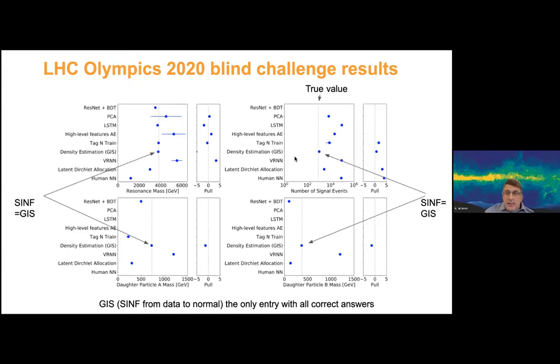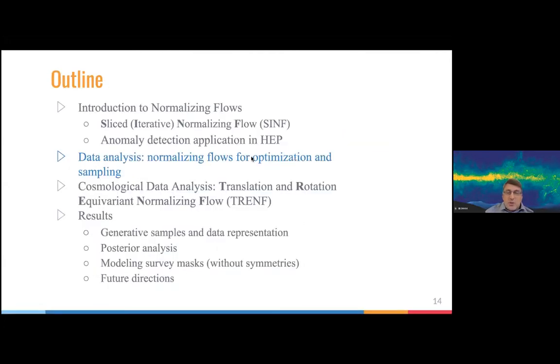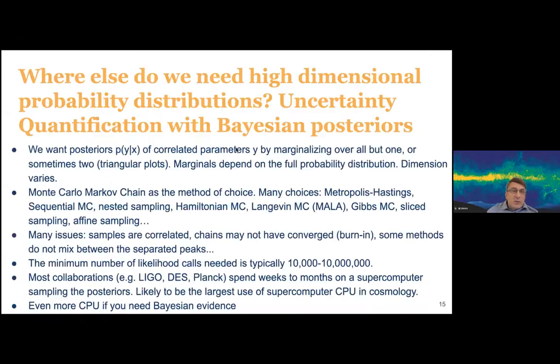Okay, let's move on. The next application I want to talk about is something very close to my heart, which is Bayesian analysis. And this is still work in progress. I don't know if it will lead to anything, but it's been a lot of fun. So where do we need high-dimensional probability density distributions? In Bayesian posterior analysis. So uncertainty quantification with Bayesian posteriors.